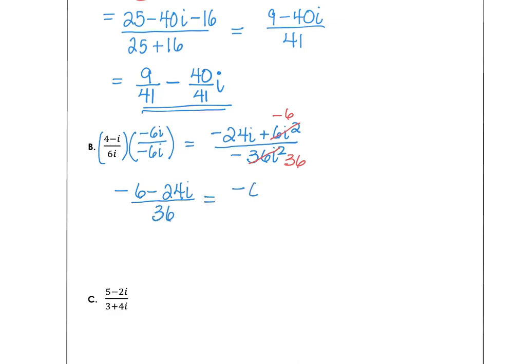So if we factor out a negative 6 from the top, that would leave us with 1 plus 4i. And 36 on the bottom, we can remove a 6 from the top and the bottom. And then in simplest form, we have negative 1 over 6 minus 2/3 i, since 4 over 6, this 4 here and this 6 here would reduce to 2/3.